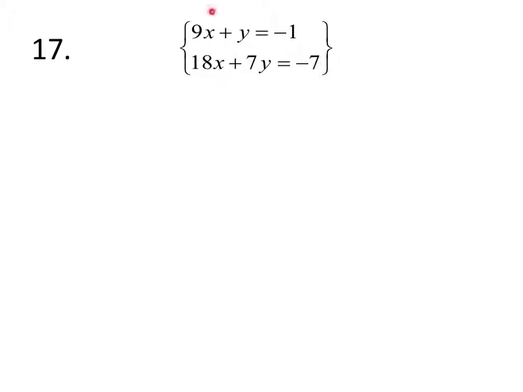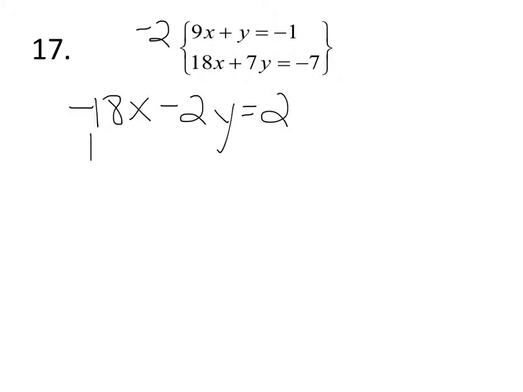In order to eliminate our x's, I need a positive and negative version of the same number. So I've got 18 here and 9 here. In order to make 9 the opposite of 18, I need to multiply by negative 2, because that will give me negative 18, and negative 18 cancels out positive 18. So you distribute the negative 2 to every piece of the first equation. So you have negative 18x minus 2y is equal to positive 2. And then you write the second equation underneath it.